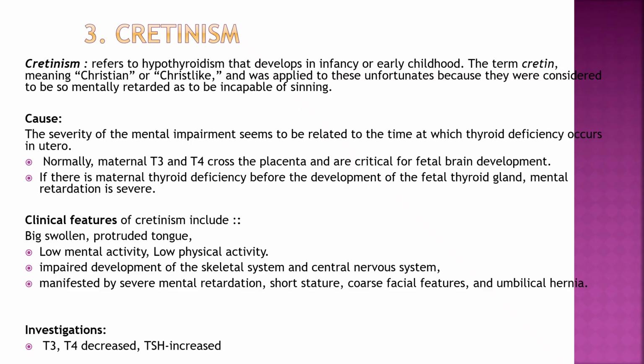Clinically, there is a big, swollen, protruded tongue, the mouth is always open, there is low mental and physical activity, and impaired development of the skeletal and central nervous system. Because of that, there is mental retardation, short stature, coarse facial features and umbilical hernia. On investigation of thyroid function tests, T3 and T4 are decreased and TSH, that is thyroid stimulating hormone, is increased.